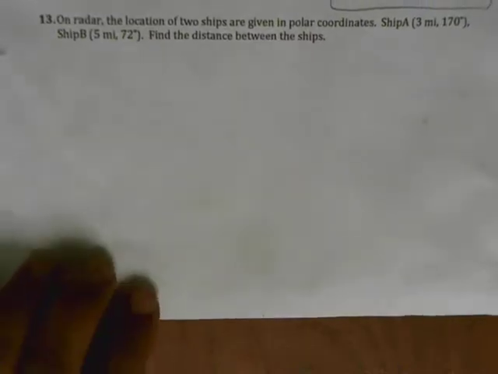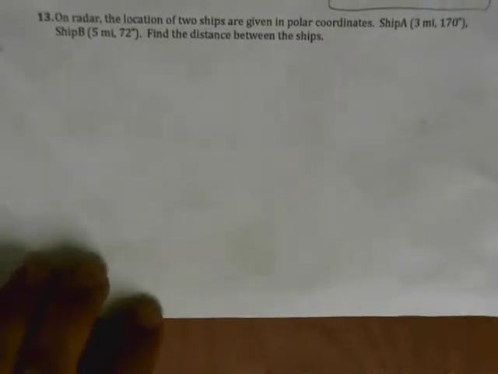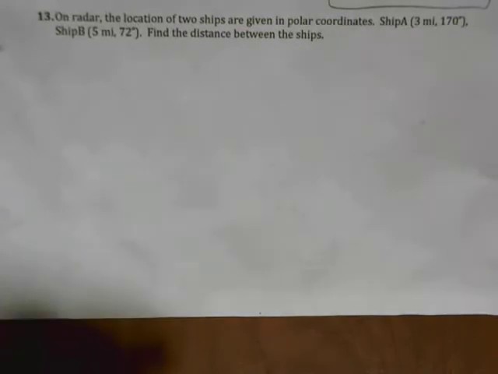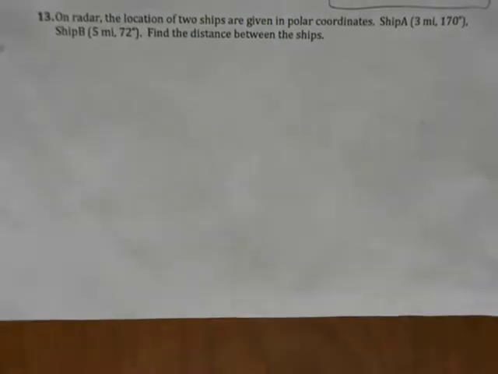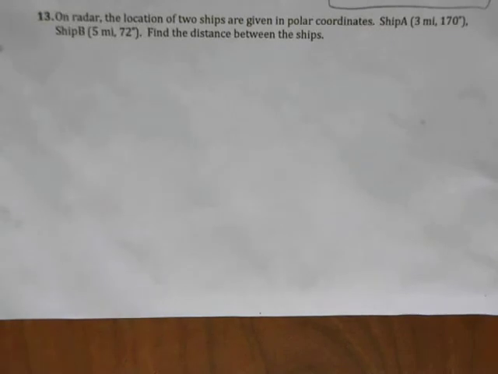Hello, pre-calculus students. Welcome to the continuation of our lesson on polar and rectangular coordinates. And we have a straightforward problem here that says on radar, the location of two ships are given in polar coordinates. Ship A, 3 miles, 170 degrees. Ship B, 5 miles, 72 degrees. Find the distance between the two ships.